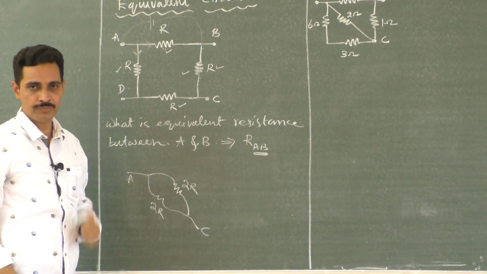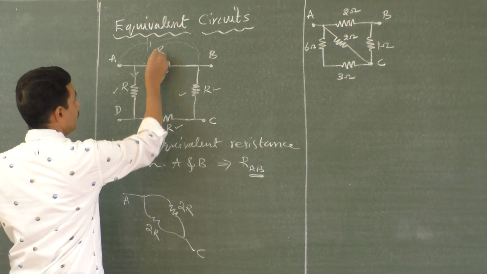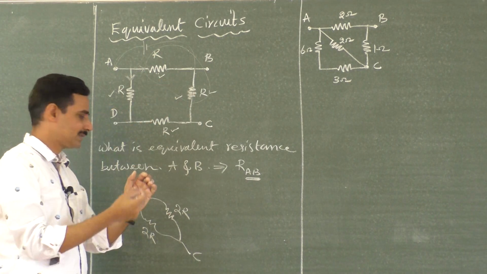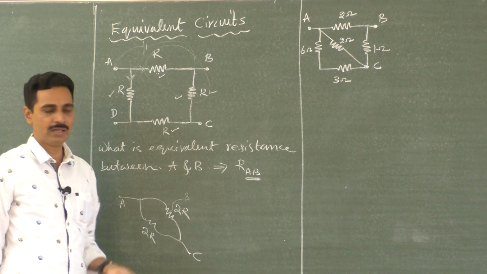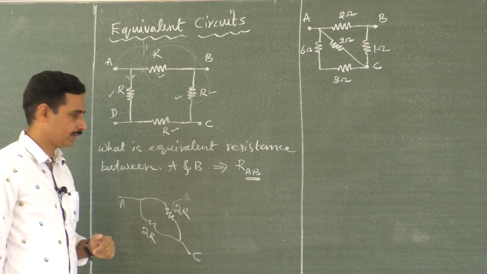Where is B now? B was between these two, and you have replaced these two resistances as 2R. Now B has gone inside that 2R. Somewhere here you will get B in the middle of this resistor. Now what will you do for B? You have lost it. That's what I told.